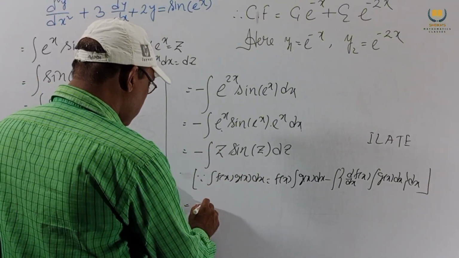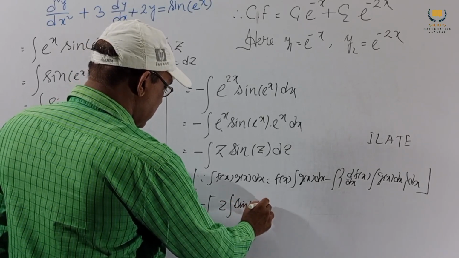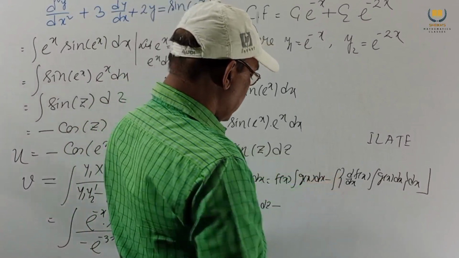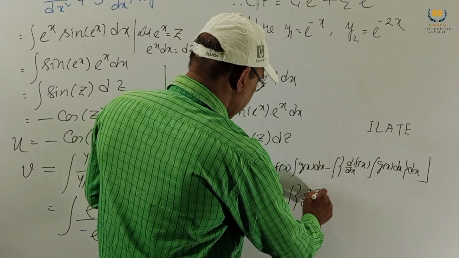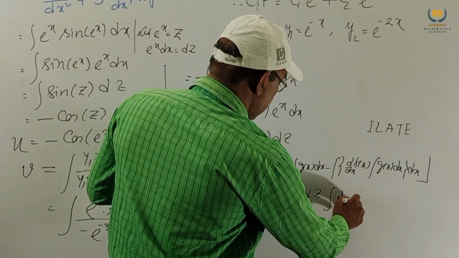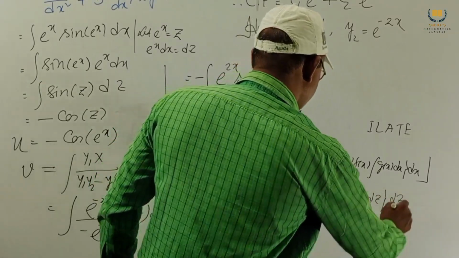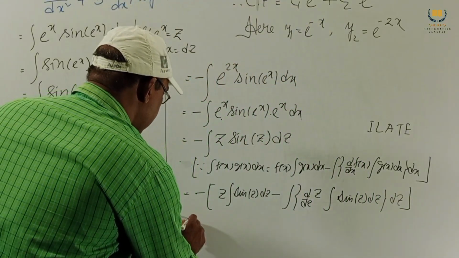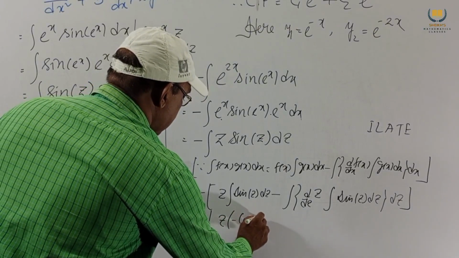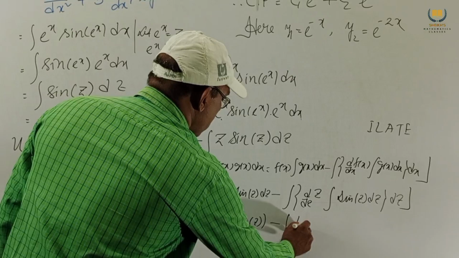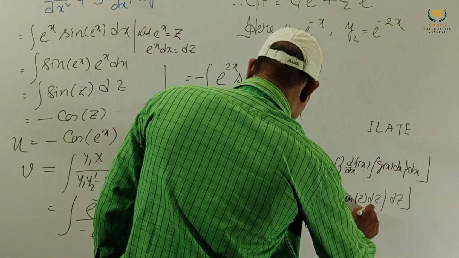Now using the by-parts formula, we get minus z integration sin z dz minus integration of d/dz of f(x), which is z, into integration sin z dz, into dz. We get this. This is minus z times integration sin z, which means minus cos z, and this is 1 times minus cos z dz. We get this.